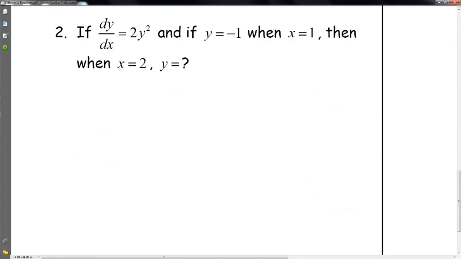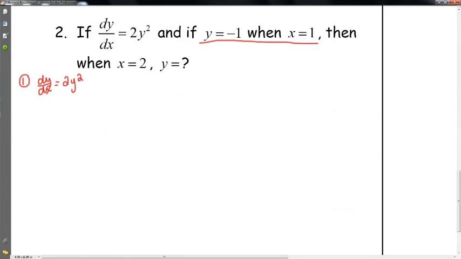Alright, number 2. If dy/dx is equal to 2y squared, and when y is equal to negative 1, x is equal to 1, there's our initial condition. Then when x is equal to 2, y is equal to what? And so again, we're going to do our first step. First step, we're going to separate our variables. So we have dy over dx is equal to 2y squared.